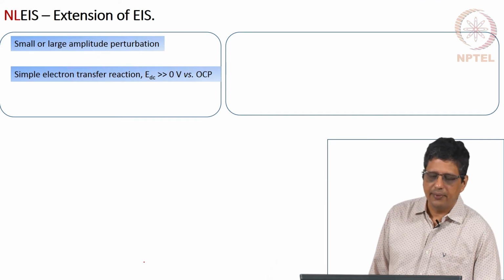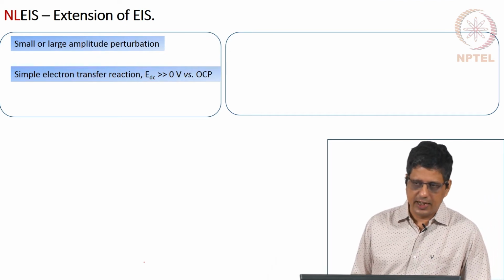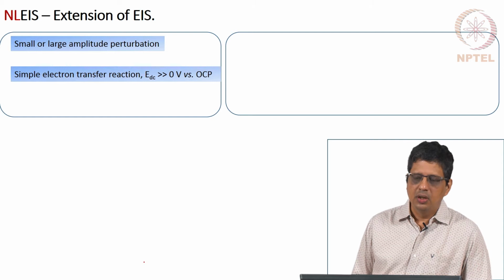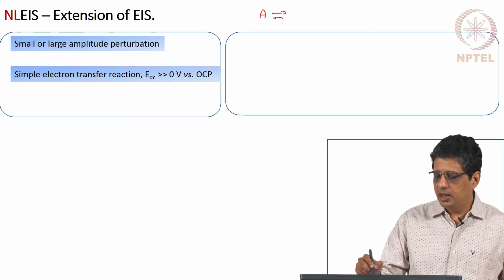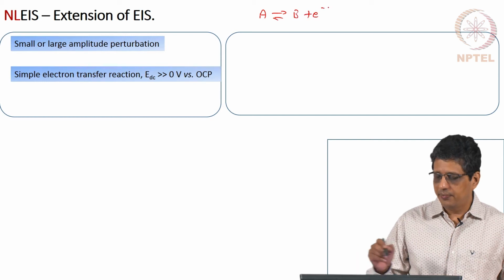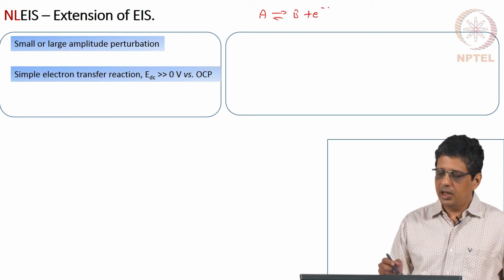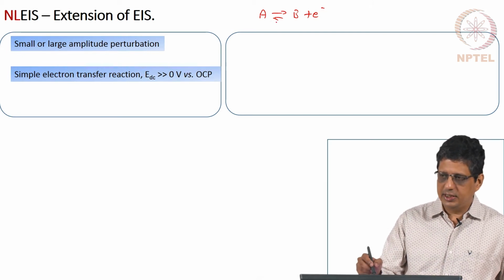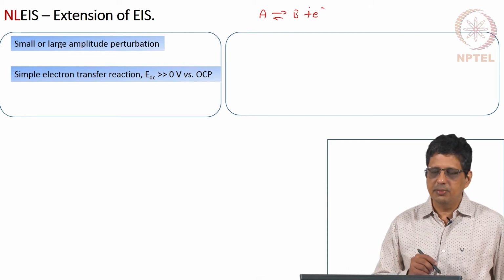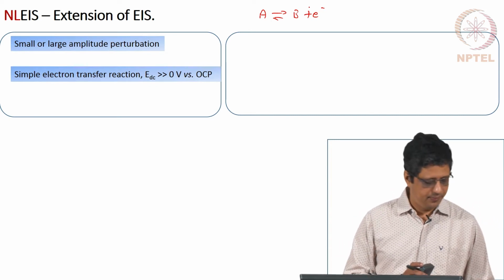Now, if I take a simple electron transfer reaction, A going to B with an electron. If I apply a large positive potential with respect to open circuit potential, I can ignore the reverse reaction and assume that pretty much only the forward reaction happens.